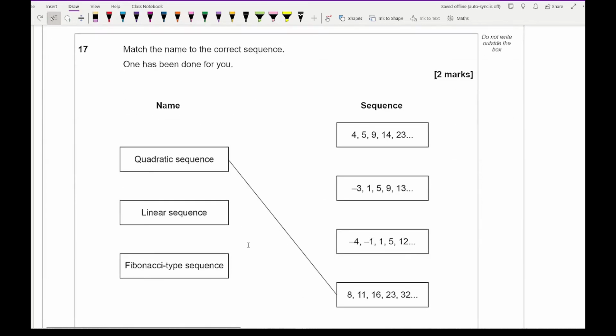Moving on to question 17, it says match the name of the correct sequence, and one has been done for you. A linear sequence, so again, remember what a linear sequence is: a sequence of numbers where the difference between each number is the same. So that one, as you can see, is going to be our second option, where the difference is going up in 4s. Now the Fibonacci sequence is where you take the first 2 terms, add them up, and it gives you the next term. And that is going to be the first one.